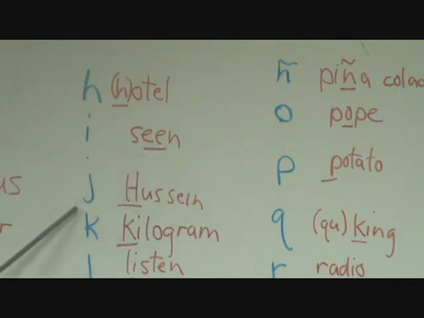The next letter is the J, and it gets pronounced like our H in Spanish. For example, Hussein. This is common in Spanish names like Jose or Julio, but it's pronounced like the H in Hussein. The next letter is the K. Now, this isn't a common letter in Spanish. It's usually from a word that they borrowed from some other language. And some of the words that you might see it in might be measurements, like, for example, a kilogram. It's pronounced like that, K.